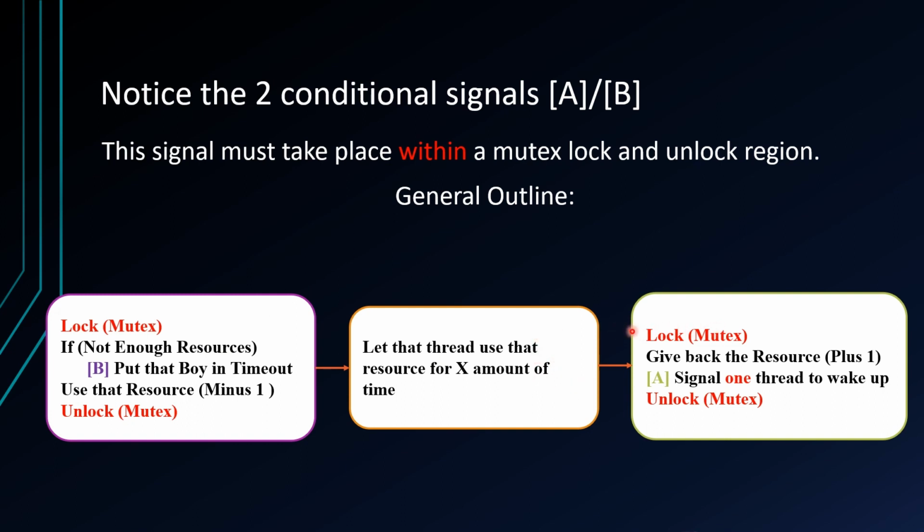And then when they're done using that resource, we again lock the mutex, get that resource back. This is the shared resource. That resource, not enough resources or giving that resource back, that's the shared resource, which in our example is a bike. Okay, so we +1, and we signal one of the threads to wake up, and then we unlock the mutex. Okay.